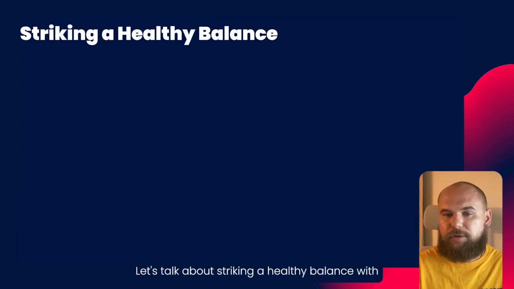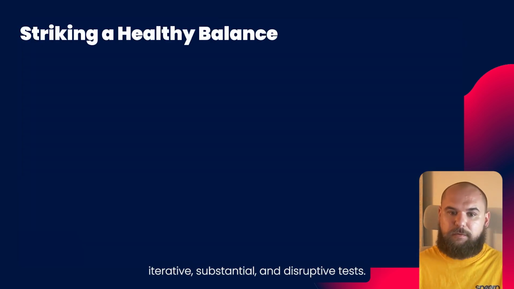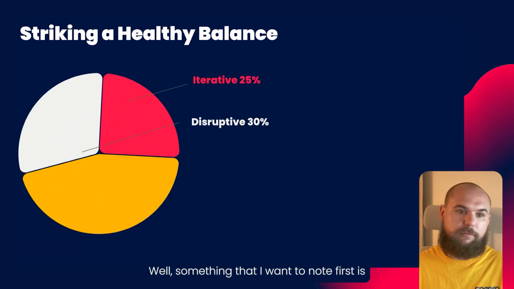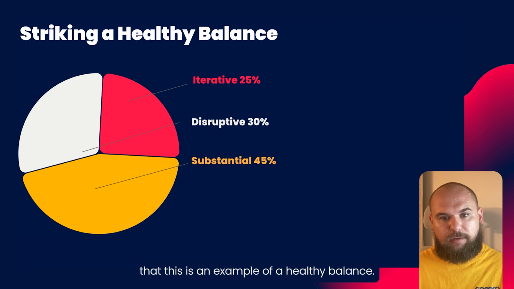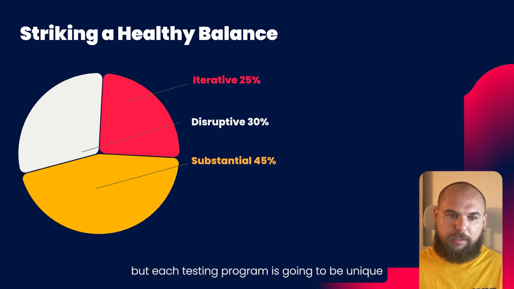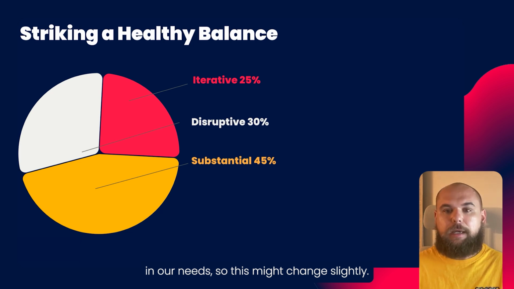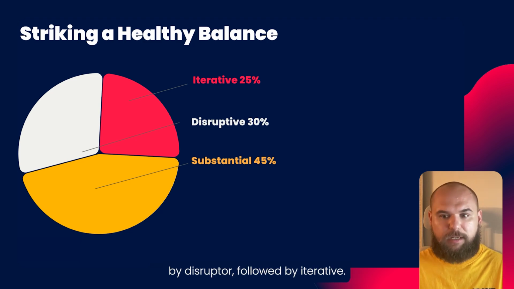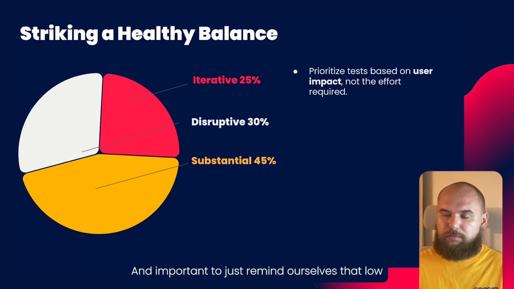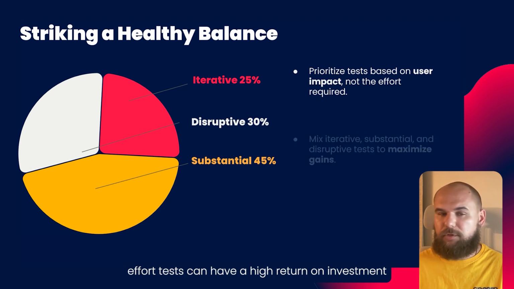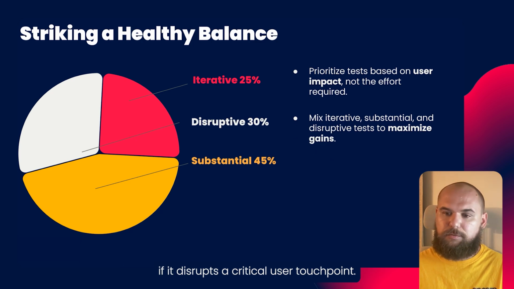Let's talk about striking a healthy balance with iterative, substantial, and disruptive tests. Well, something that I want to note first is that this is an example of a healthy balance. This is one that we do typically see work, but each testing program is going to be unique in their needs. So this might change slightly. But in general, you want to look for a nice, healthy mixture between the three. Substantial is the highest, followed by disruptive, followed by iterative. And important to just remind ourselves that low effort tests can have a high return on investment if it disrupts a critical user touch point.